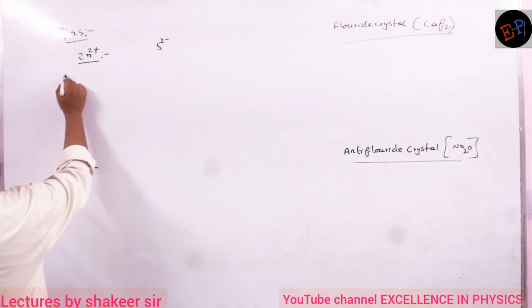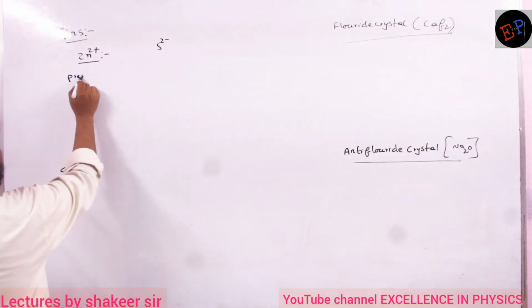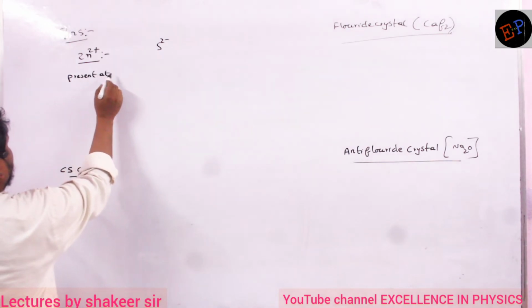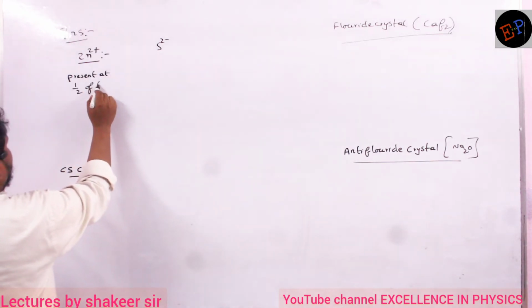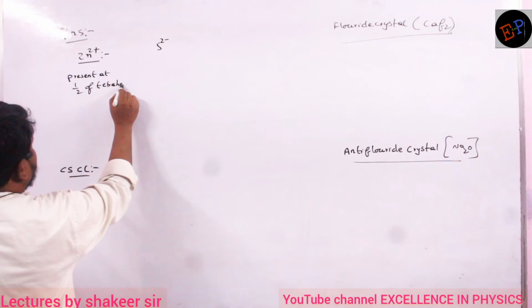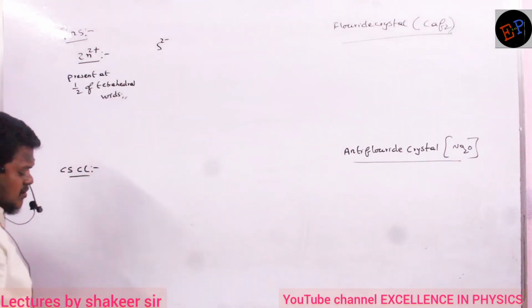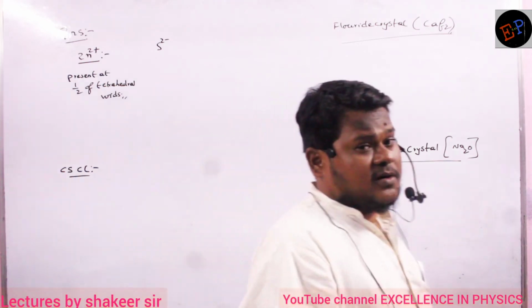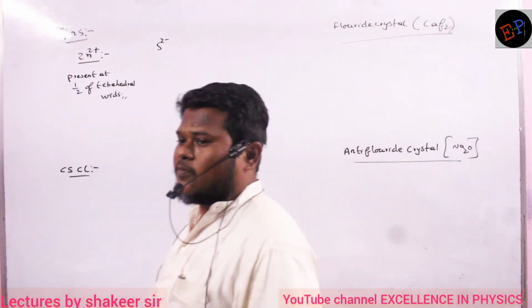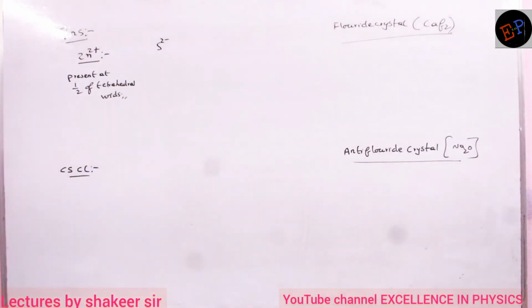Zn2+ ions are present at half of the tetrahedral voids. Where are the Zn2+ ions present? They are present at half of the tetrahedral voids. And what is the arrangement of tetrahedral voids?